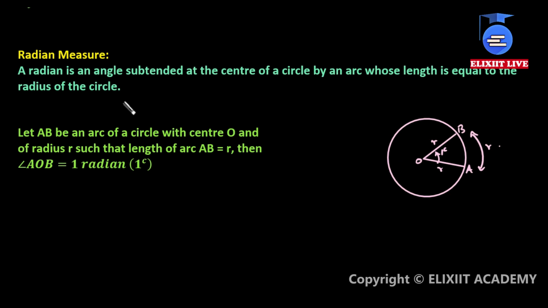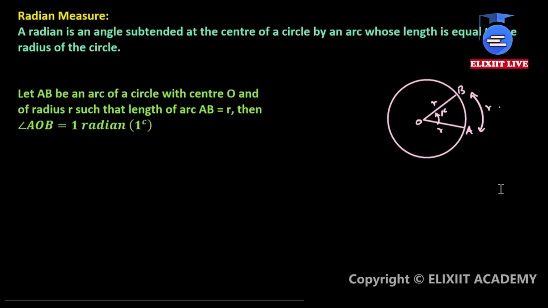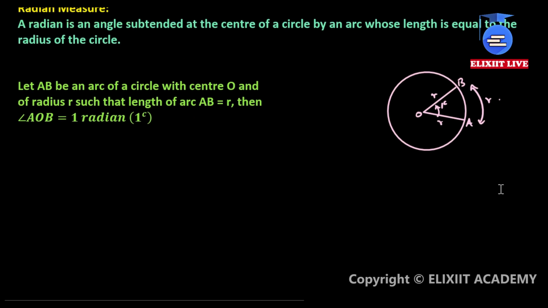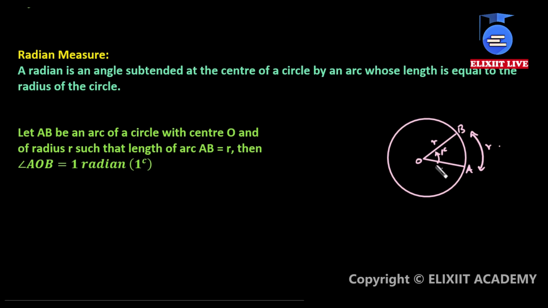This is our standard definition for 1 radian. What is 1 radian? I just now told you it's a special case. 1 radian is obtained from this particular portion when this radius and this arc length are the same. Theta will be r by r, then only you are getting 1 radian. That is the definition of 1 radian.